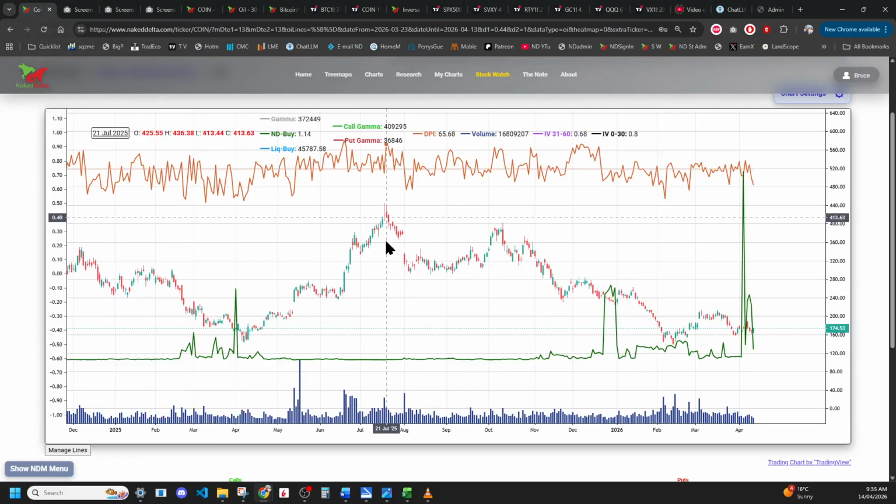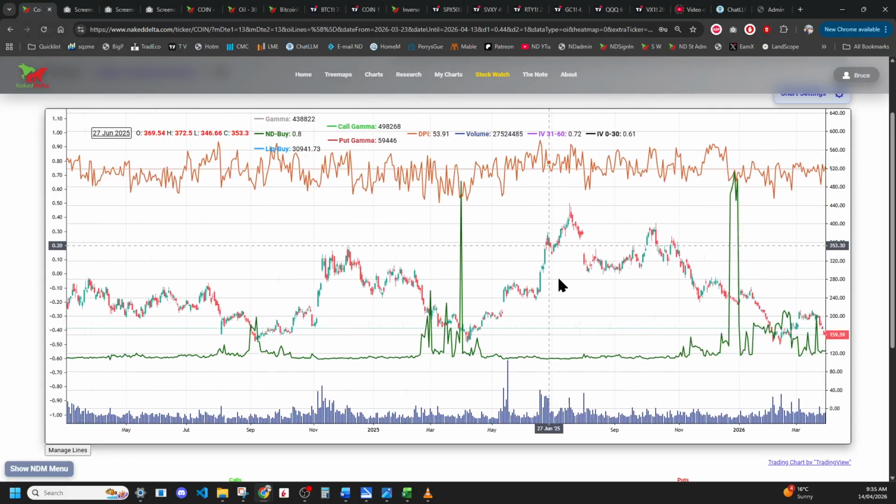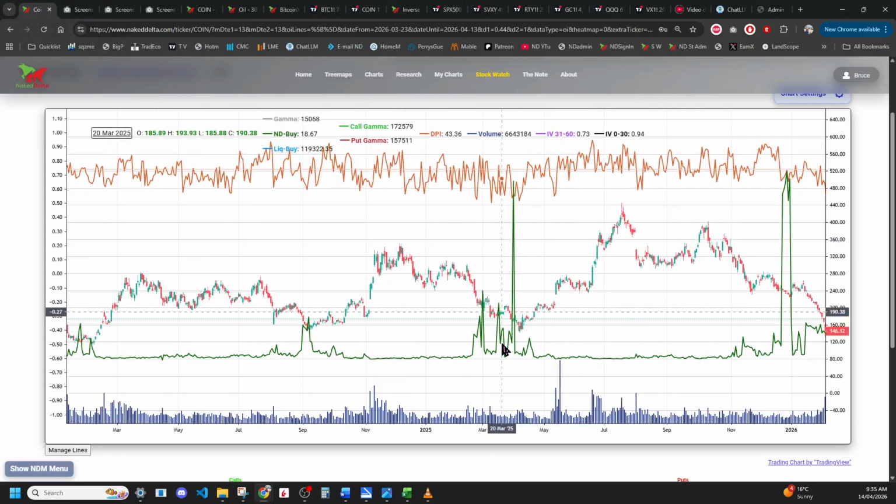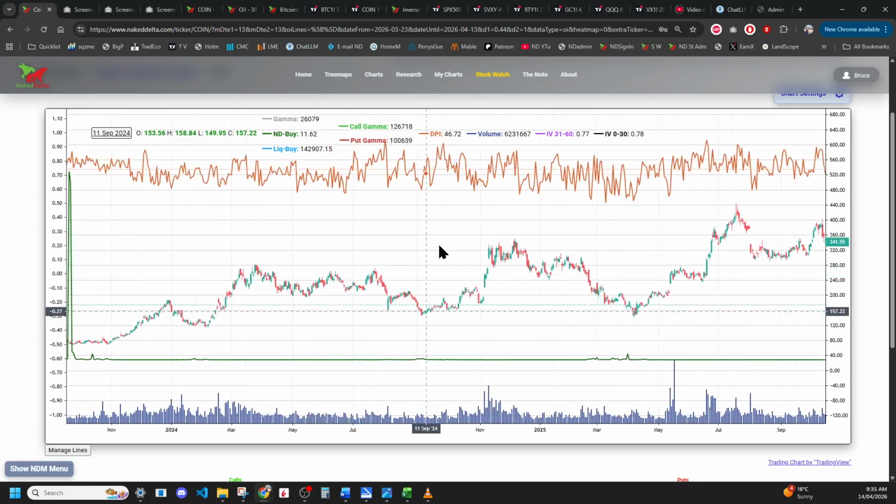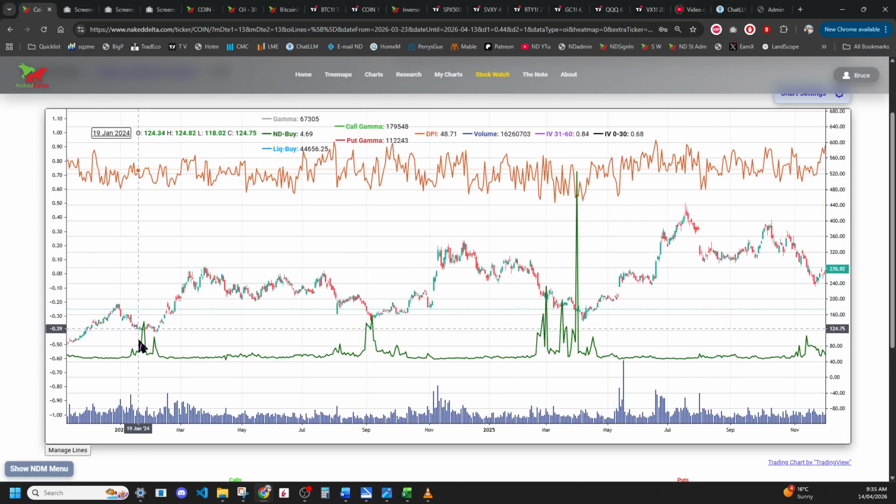Coin is very interesting in how uniform it is. We can see some bigger buy signals here. This is a very strong buy signal on the 20th of March. We've had another quite strong buy signal on the 9th of September. We had a good buy signal there on the 19th of January, but a lot of them can be outsized.